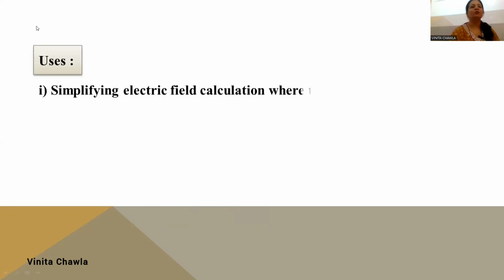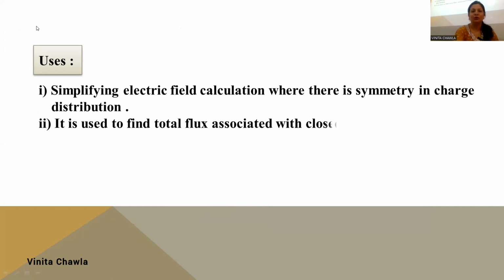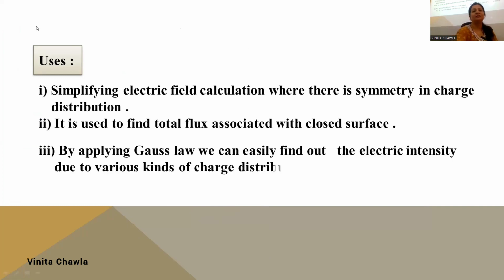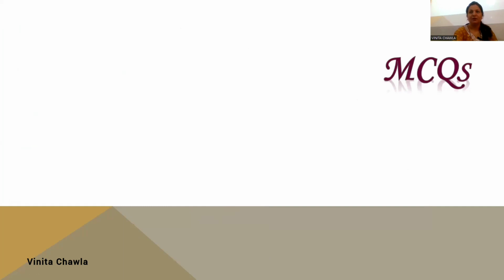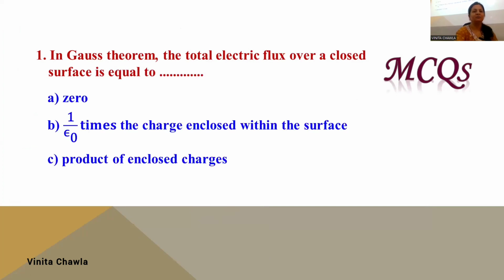Where do we use Gauss's law? We can find electric field intensity where there is symmetry in charge distribution, right? This we had discussed in the previous class, and it is used to find total flux associated with the closed surface. By applying Gauss's law, we can easily find out the electric intensity due to various kinds of charge distribution. Now we have questions based on this. In Gauss's law, the total electric flux over a closed surface is equal to, tell me the answer. Yes, it's B: 1 upon epsilon naught times the charge enclosed within the surface.